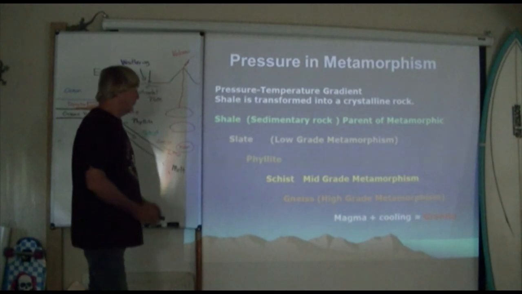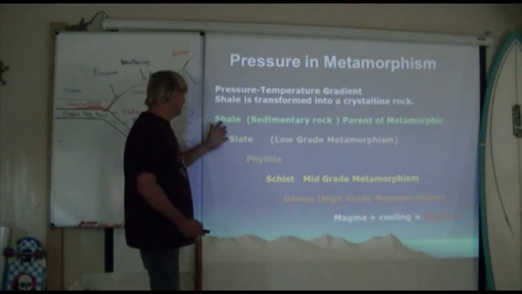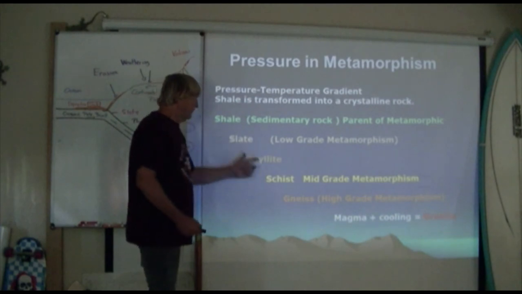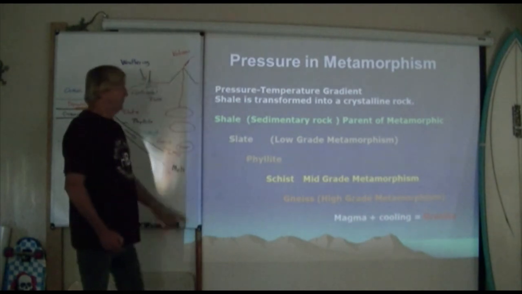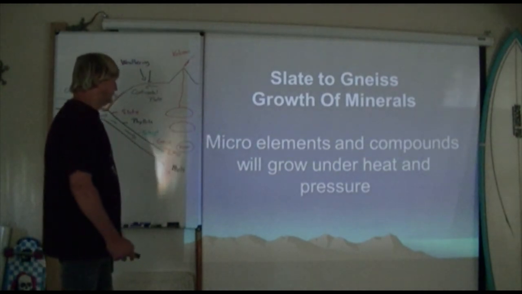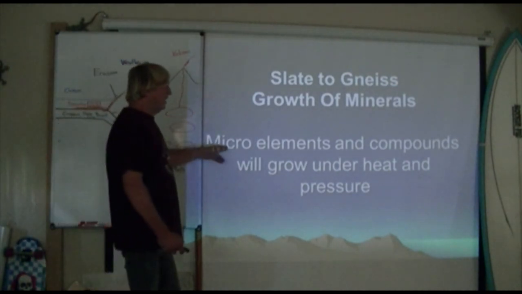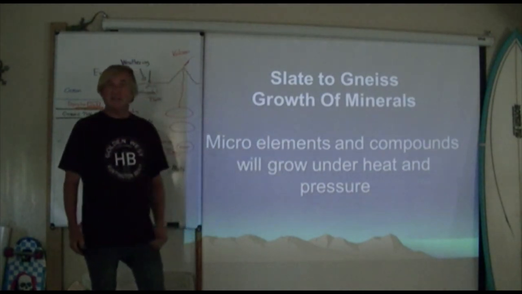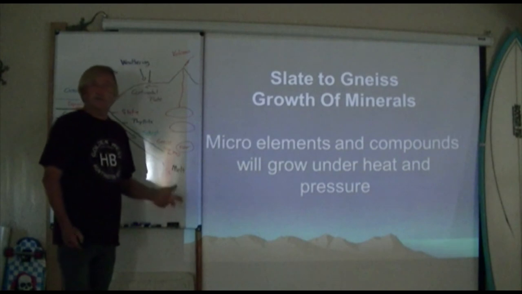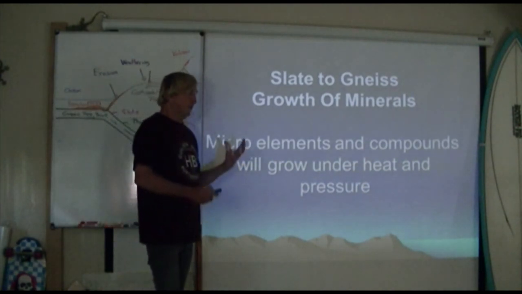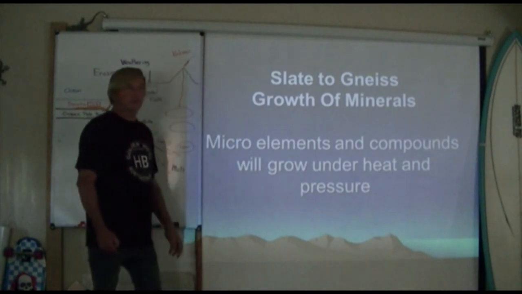And so this is the metamorphic grade. I definitely want you to know this for the quiz, that slate is low grade, gneiss is high grade, and this is the metamorphic grade. So slate to gneiss. Microelements, compounds, elements like potassium, iron, silica, oxygen, these are going to start to grow under heat and pressure and actually start to form crystalline structures.